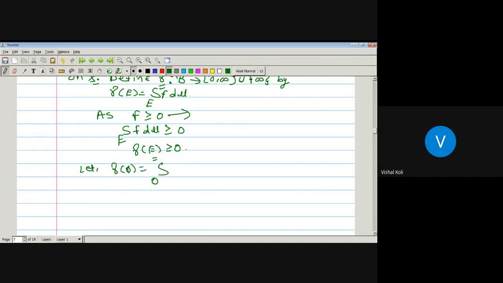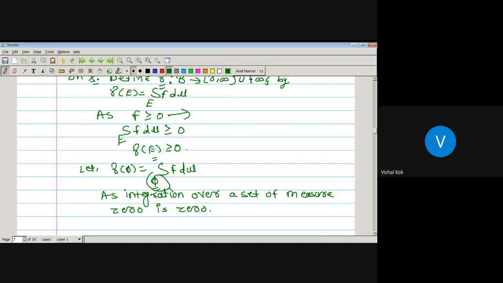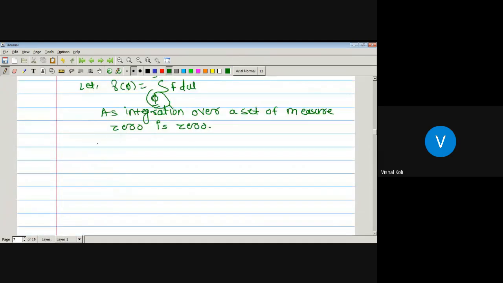Let us first consider gamma of phi. By definition, it is the integration over the set phi of f d mu. But we know that the integration over a set of measure 0 is always 0, and here the measure of phi is equal to 0. Therefore gamma of phi must be equal to 0. So the first property holds.